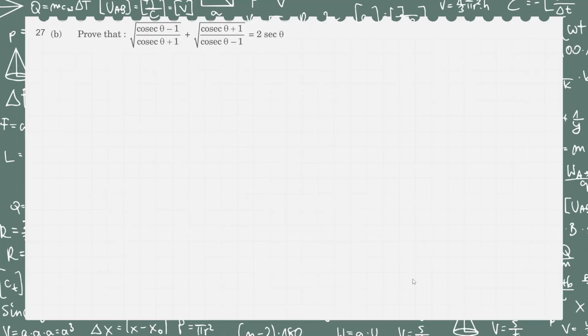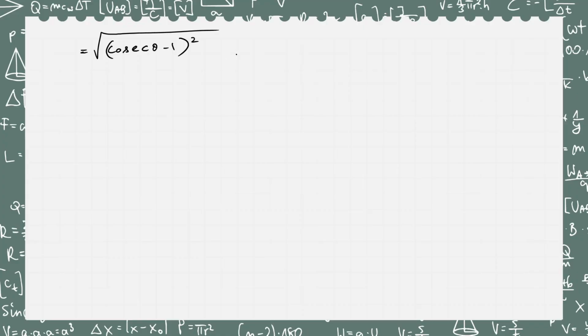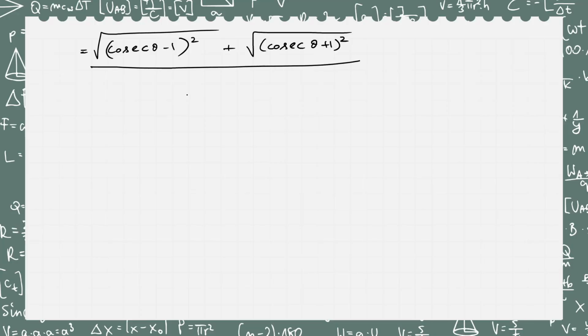Okay, let's see. So that will be equal to root of cosecant theta minus 1 whole square plus root of cosecant theta plus 1 whole square, everything divided by root of cosecant square theta minus 1 square. So we have applied the a plus b into a minus b equals a square minus b square identity.